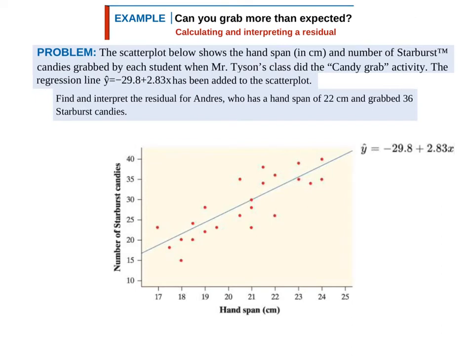Now let's work through an example calculating and interpreting residuals that has nothing to do with used Ford F-150s. This one's called, Can You Grab More Than Expected? So there was a candy grab activity in Mr. Tyson's class where they measured the hand span in centimeters and the number of Starbursts that hand could grab in one grab. So we've got our data points in this scatter plot. We have our regression line here, and our job is to find and interpret the residual for Andre, who had a hand span of 22 centimeters and grabbed 36 Starburst candies.